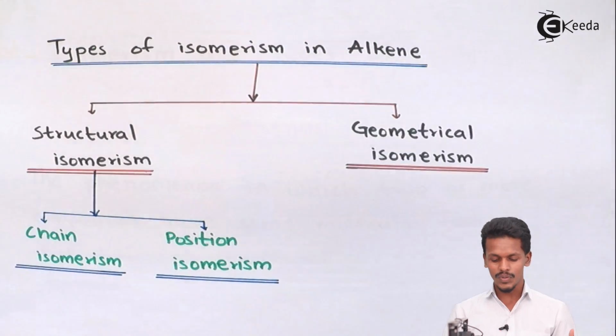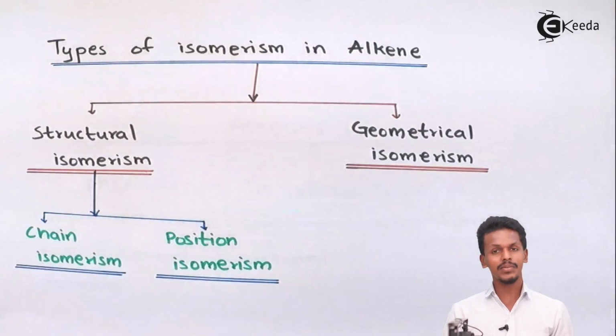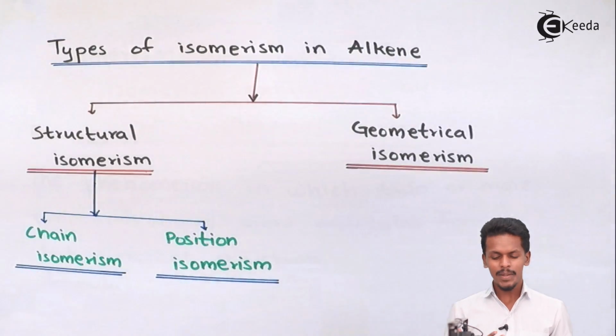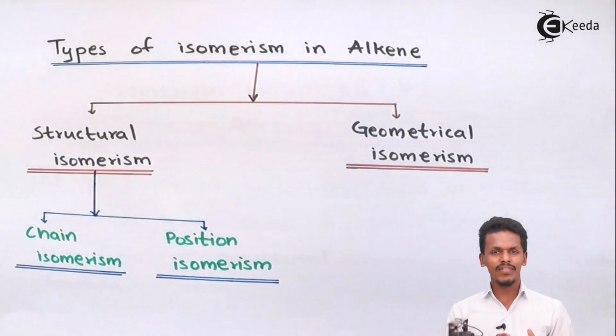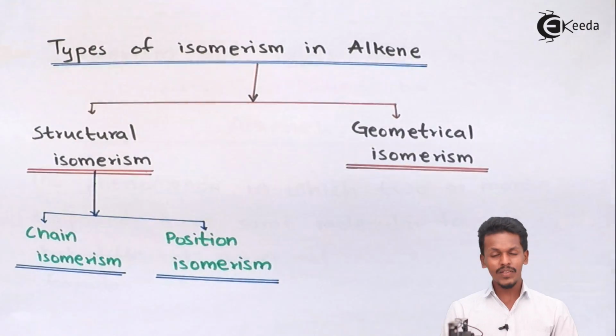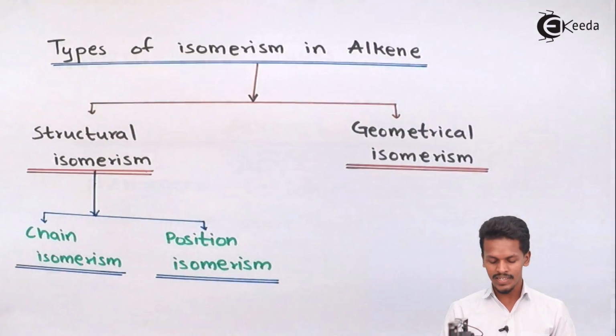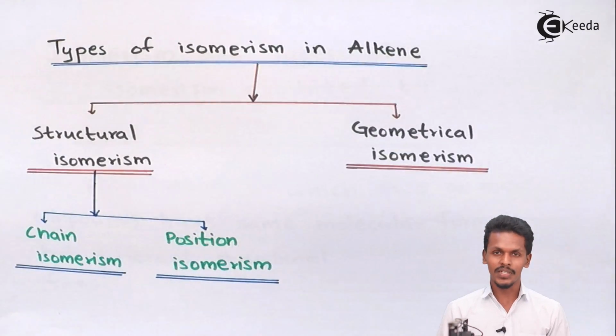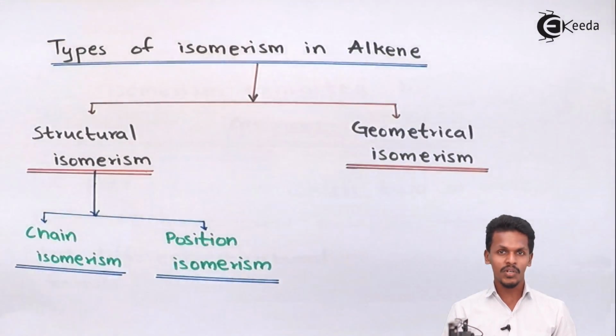Everything will be discussed by us. Let us see the first one, structural isomerism. The name itself suggests that this would have different kinds of structure. It would have the same molecular formula but different structural formula, and based on that it is divided into two parts: chain isomerism and position isomerism. Let us understand what chain isomerism is, which is a part of structural isomerism.